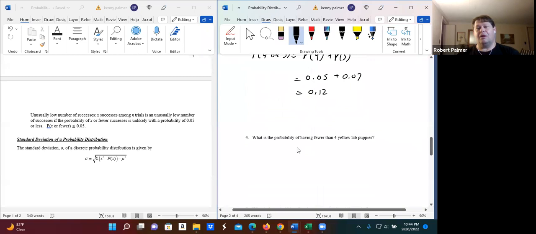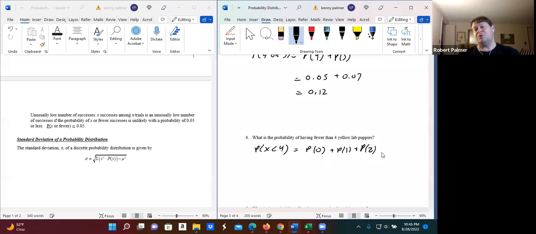Next, what's the probability of having fewer than 4 yellow lab puppies? This is the probability that X... What does fewer mean? Fewer means less than that. We're not including 4. That will be X is less than 4. So the numbers we'd be happy with are 0, 1, 2, or 3 yellow labs. So it's going to be the probability of 0 plus the probability of 1 plus the probability of 2 plus the probability of 3.